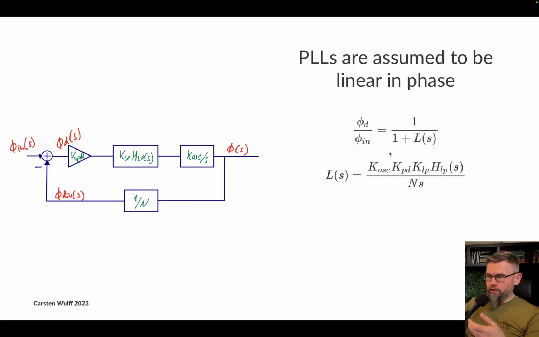And if you put them all together, it's possible to show that the loop transfer function is given by the oscillator times the phase detector times the gain of the loop filter times the transfer function of the loop filter, and divide by N times s. Now, an interesting thing happens in PLLs. So let's look at the DC gain.